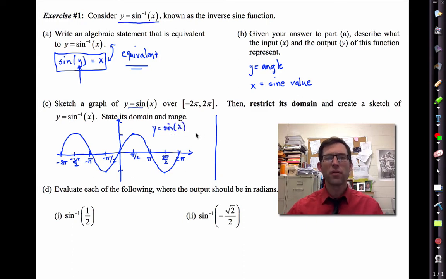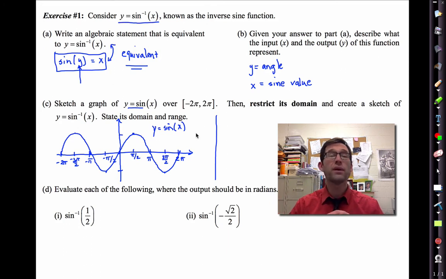Now, the second part of the problem asks us to restrict the domain and create a sketch of inverse sine and state its domain and range. So the real problem is that the sine function is not one-to-one. And what we know is that non-one-to-one functions have inverses that are not functions. So we want to take the domain of the sine function, which is all real numbers, and cut it down to size. We want to slice it up so that we preserve the range. We still have a range that goes from -1 to 1, but so that it is now one-to-one.